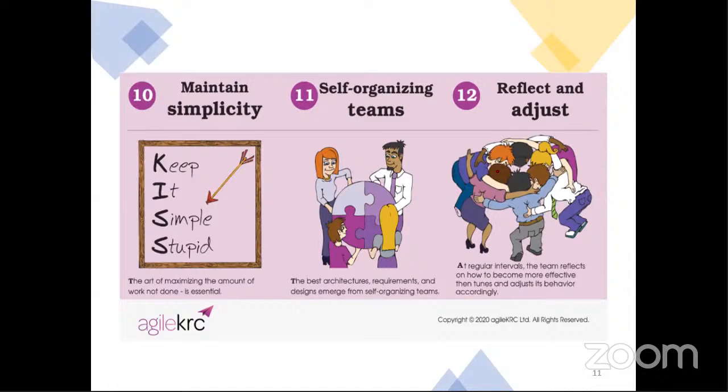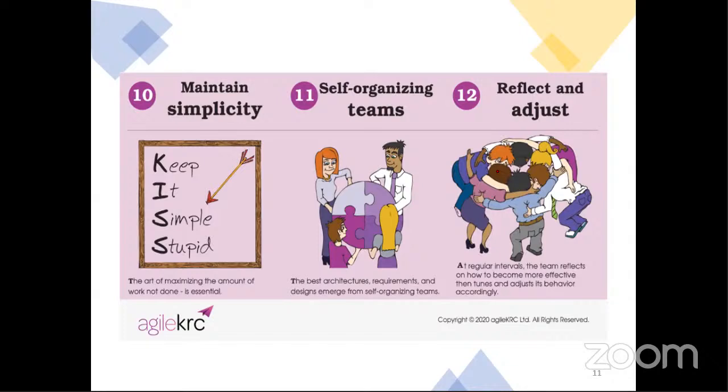The best architectures, requirements, and design emerge from the self-organizing teams. Reflect and adjust. At regular intervals, the team reflects on how to become more effective and then tunes and adjusts its behavior accordingly. So that is my 12th feature for agile development.